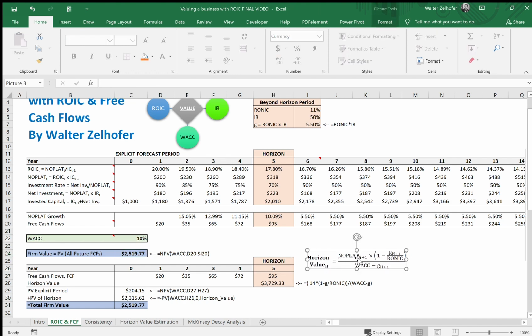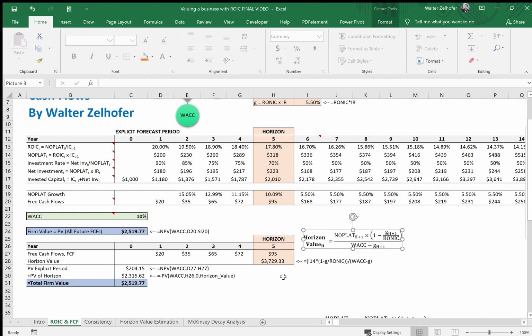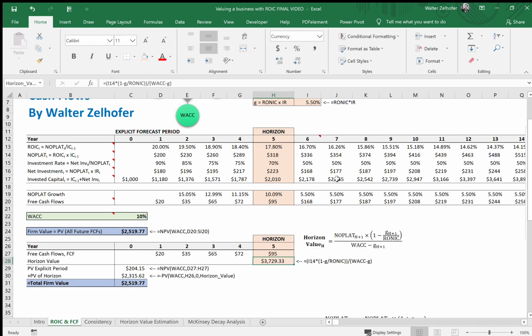which, what this formula does, and this is from the McKinsey Valuation textbook, is capture the present value of all future free cash flows after year 5 until the end of time. So here's how you would calculate that, using this formula that you see right here.